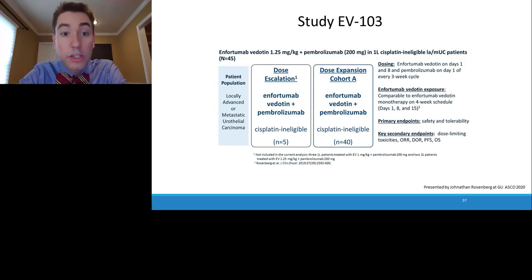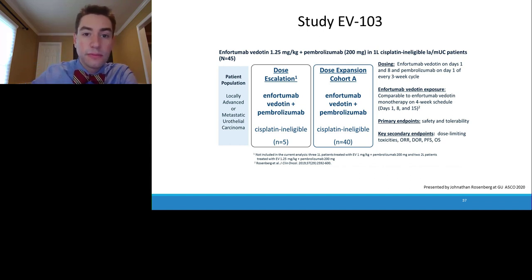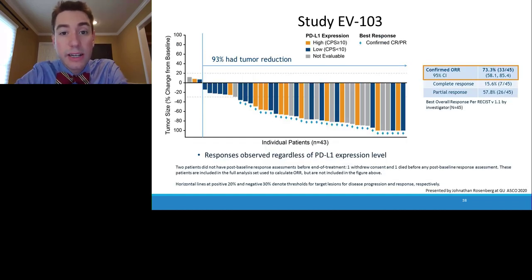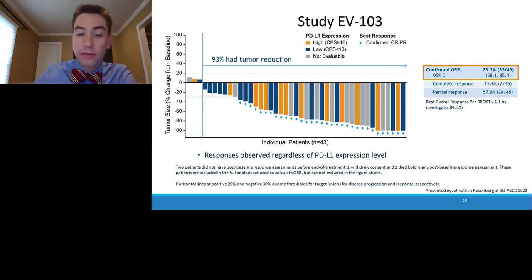And recently at GU ASCO, they published some very exciting results of study EV-103. This was looking at a patient population of locally advanced or metastatic urothelial cancer in a dose escalation study of enfortumab plus pembrolizumab, with enfortumab vedotin on days 1 and 8, and pembro on day 1 of every 3-week cycle. And the overall response rate was exceptionally high at 73.3%. So it's very interesting, and looking forward to seeing this combination and future results from this.